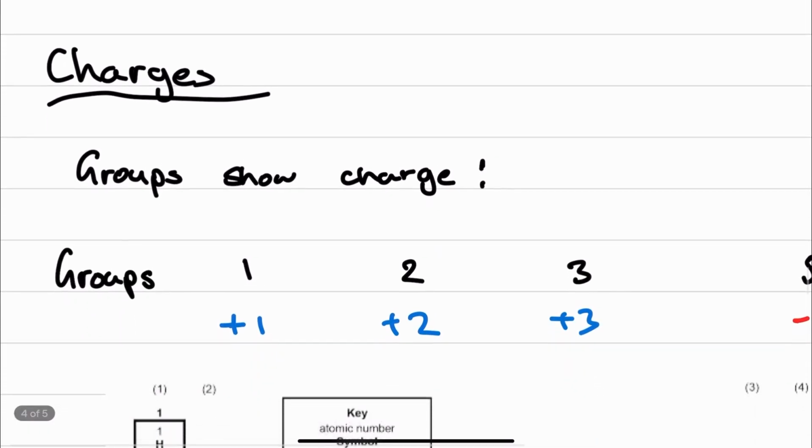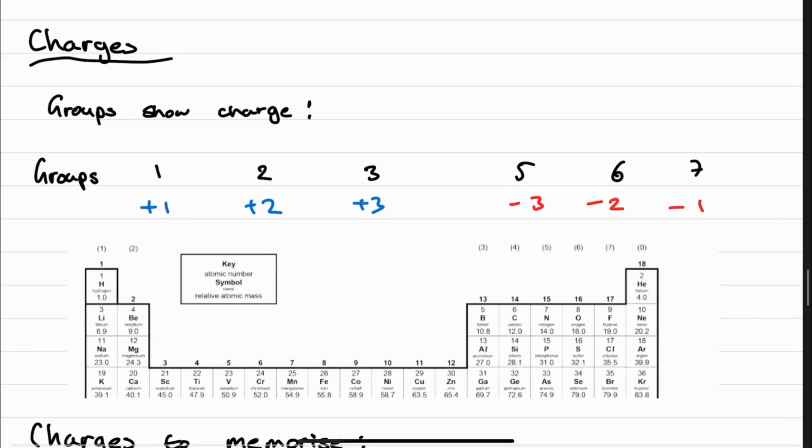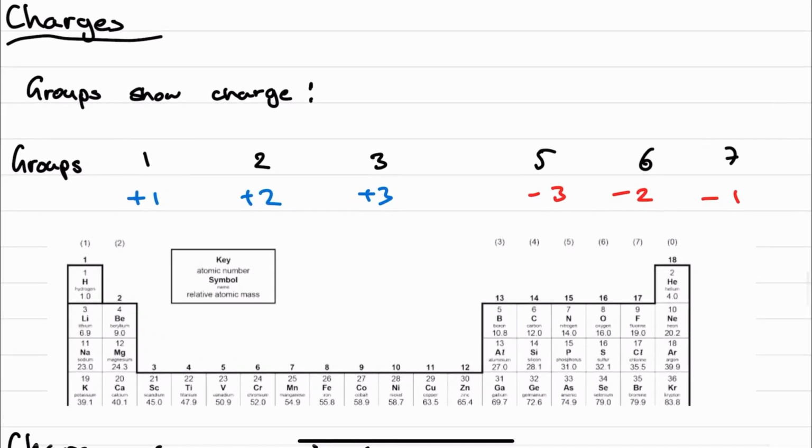Charges. Now, the periodic table gives us a lot of information. One of the key ones being the charges of the elements at each group. So this is group 1, group 2, group 3. Group 4, we're not able to tell the charge of those elements based on that group. So we skip that and go to group 5, group 6, group 7. So group 1 is +1, group 2 is +2, group 3 is +3, group 5 is then -3, and then -2, -1, right?